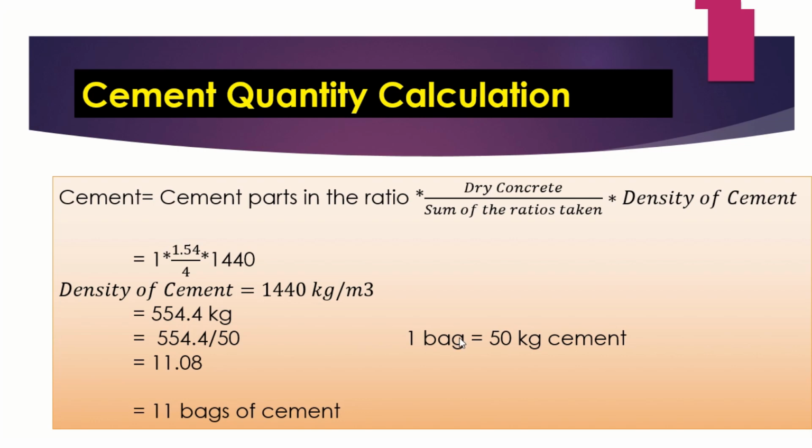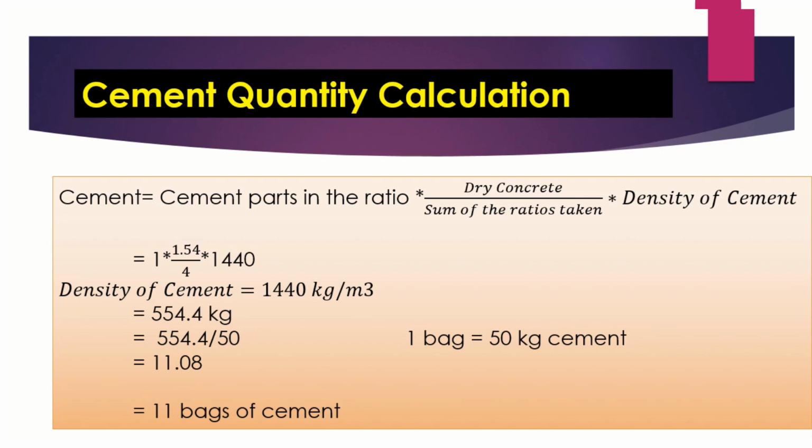Now let's convert this kg into bags, because in the market cement is available in bags, and in one bag there are 50 kg of cement. So we'll divide this kg by 50, which will produce 11.08. Rounding off we can get 11 bags of cement. So for 1 meter cube of concrete we need 11 bags of cement.